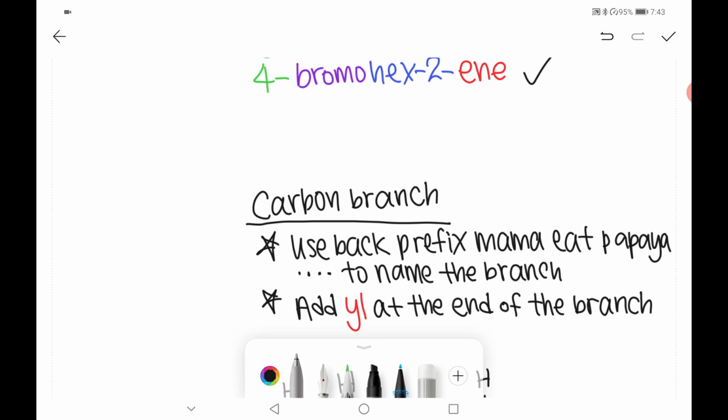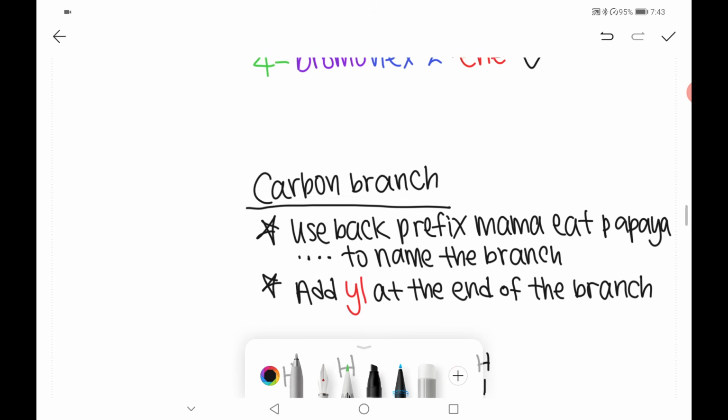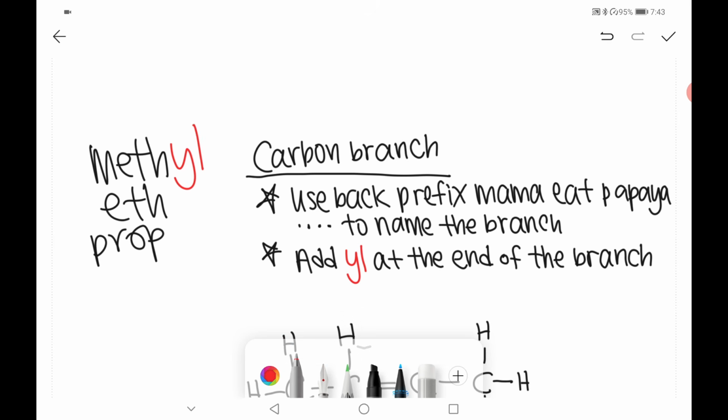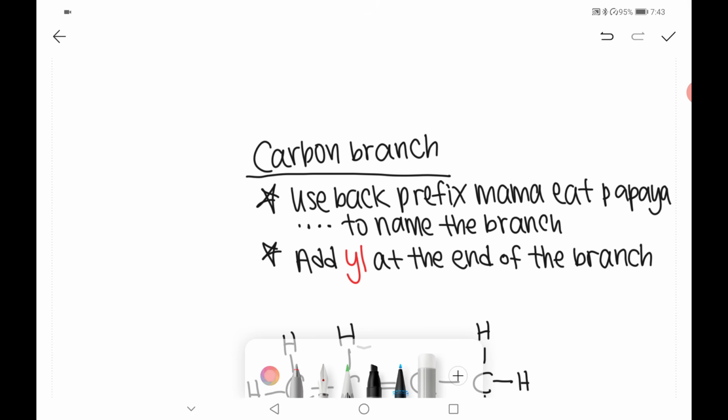So the next thing we need to see is what happens if we have a carbon branch. We learned about this concept already back in alkane. If the branch is carbon, we use the mama eat papaya: 1 carbon branch, meth; 2 carbon branch, eth; 3 carbon branch, prop. All carbon branches you must add YL. 1 carbon branch is called methyl. If the branch has 2 carbons, it is called ethyl. If the branch has 3 carbons, it is called propyl, and so on. So remember, for a carbon branch, we need to add YL.